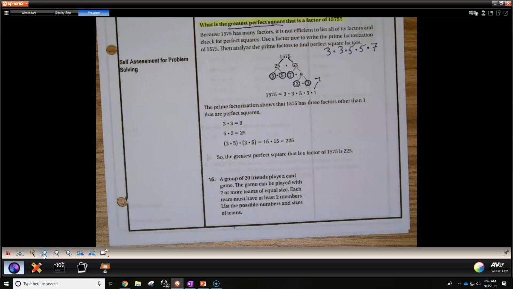I'm just writing this bigger because I'm going to do a little work with it. But these are the prime numbers written in order. The 5, 5, 7, 3, 3. I just put them in order.